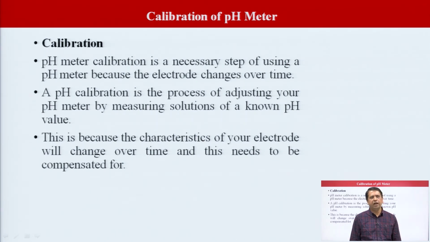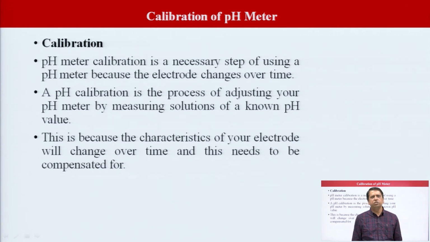A pH calibration is a process of adjusting your pH meter by measuring a solution of a known pH value. So, we have to calibrate the pH meter according to the known pH value, so that it will display the accurate result, or the actual pH, of the solution for which we are measuring pH.